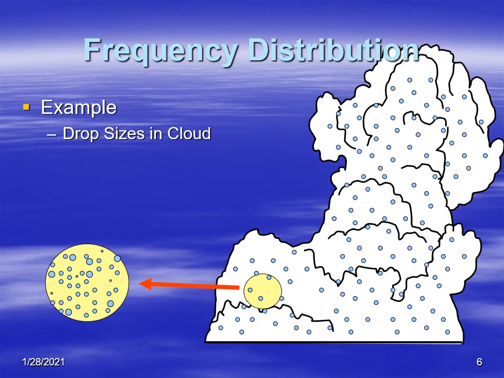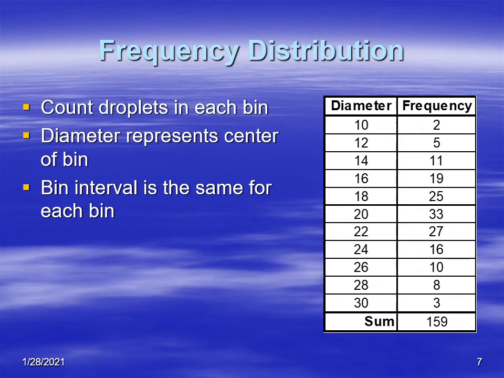Another example of frequency distribution that we find in atmospheric sciences is drop size distributions, measuring the size of cloud droplets and then putting them in bins to come up with some sort of distribution. Here we have a frequency distribution table of drop size diameter and the frequency of each diameter. The diameters represent bins that are approximately 2 microns in width, and the frequency is the number of times those droplets occur in that bin.